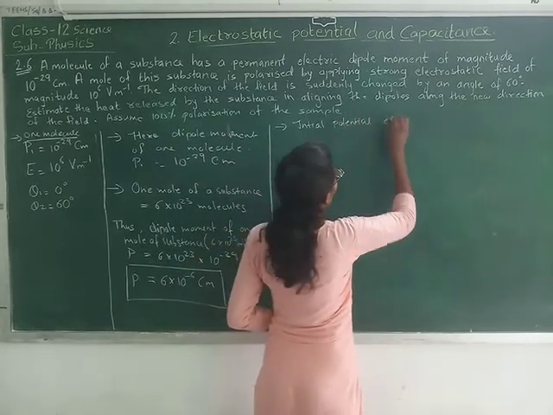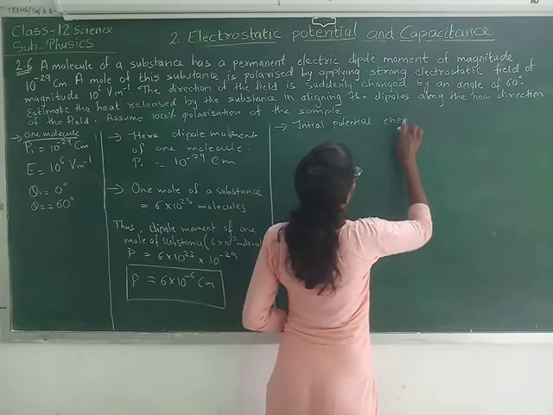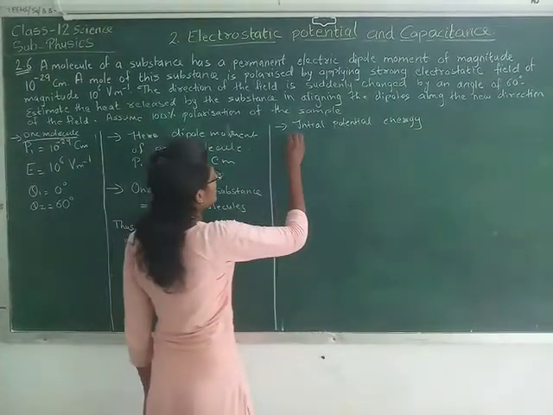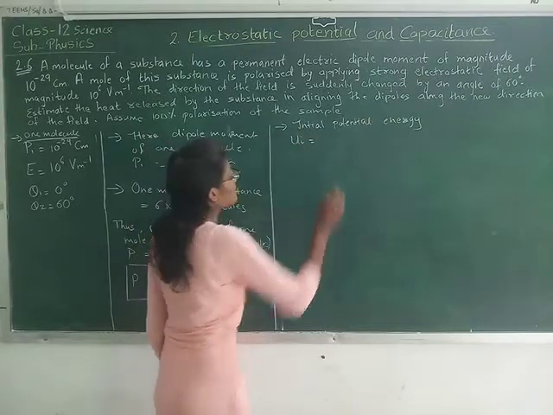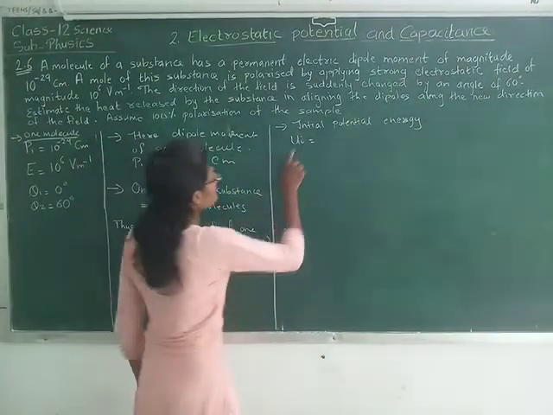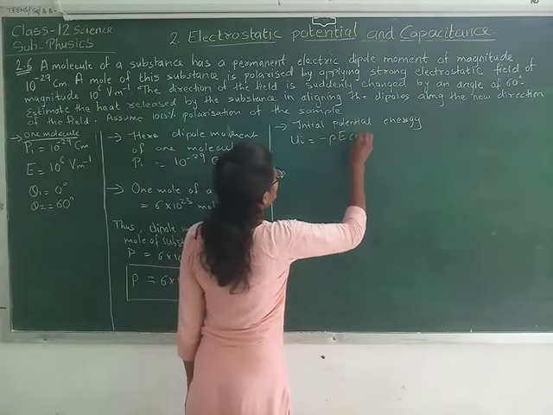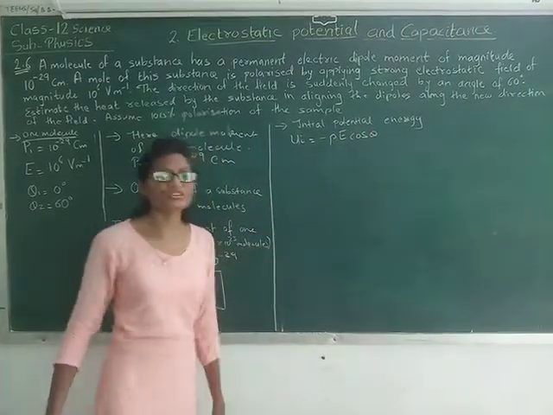Initial potential energy, let us denote it by UI. And the formula for that is minus PE cos theta. You know this general formula, right?